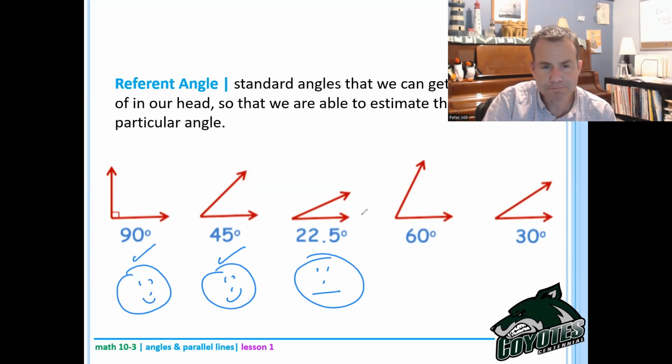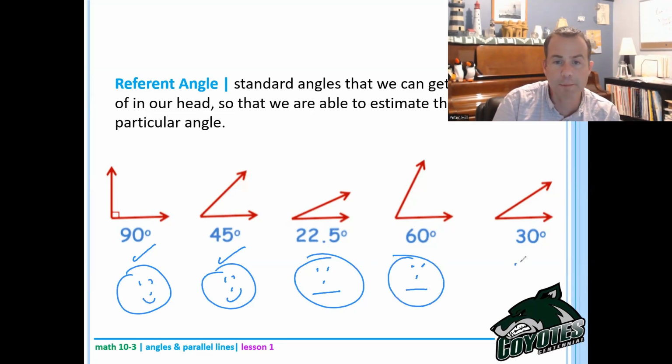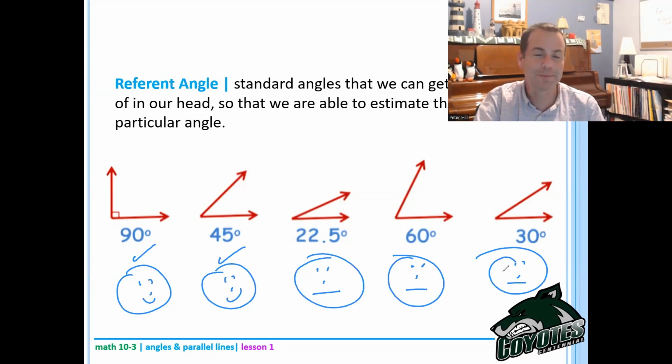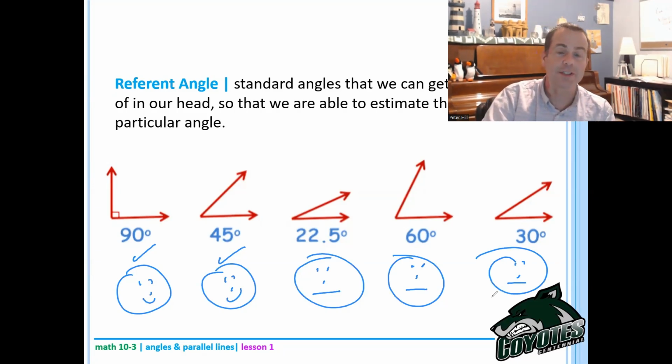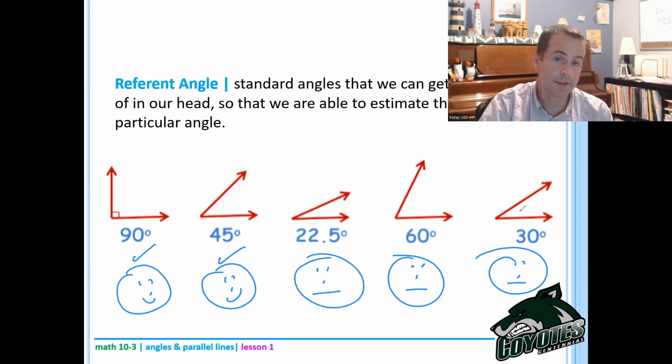Okay. Then the 60 and the 30, at the moment, you might have kind of a straight lip on both of those guys. Hopefully soon you'll have a happy face on them. But essentially, if you think of 90 degrees from 0 to 90, if you divided that into 3 sections, 30 would be 1/3 up to 90, and 60 would be 2/3 up to 90.